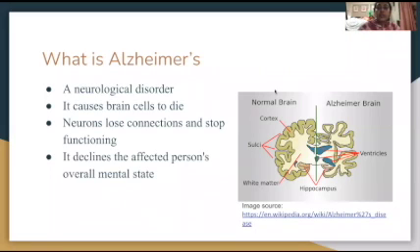What is Alzheimer's? Alzheimer's is a progressive neurological disorder that causes brain cells to die and which eventually leads to parts of the brain shrinking. Neurons lose connections and eventually stop functioning. Alzheimer's affects a person's overall mental state by decreasing their thinking and behavioral skills.